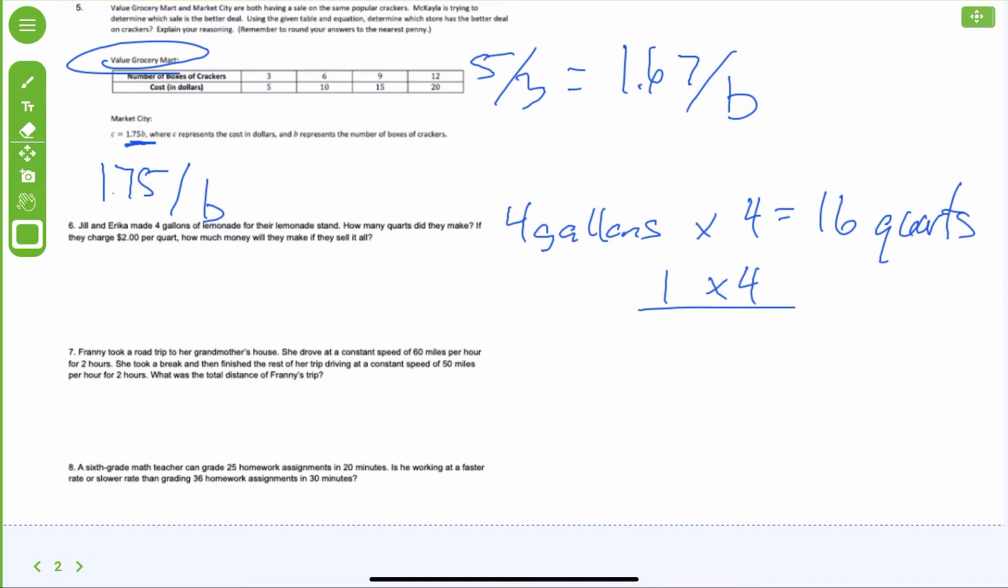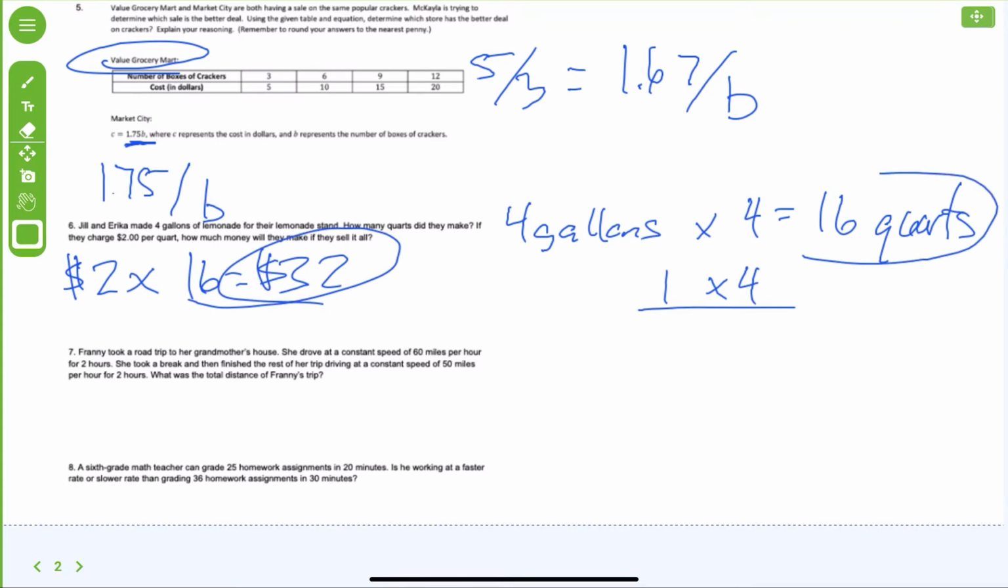Now, if they charge $2 a quart, how much money will they make if they sell it all? Well, we'd say 2 times 16, and that would be $32. That is correct, but it's not $16, it's $2. $2 times 16 quarts is $32. 2 parts to that question.